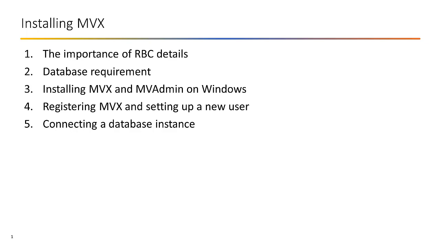But first we're going to be talking about the Rocket Business Connect site, how we can self-register against that site. Then we're going to talk about some of those minimum database requirements, because we're going to be switching on a component on the database side and able to pull in diagnostics into the MVX server. Then we're going to be installing MVX on Windows. Then we're briefly going to set up a new user and testing the installation to see if everything is working okay.